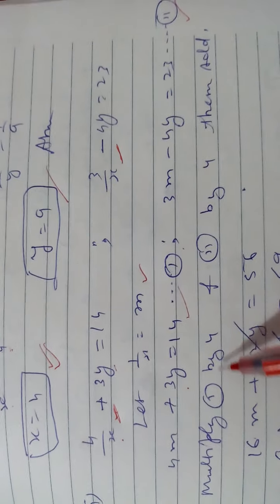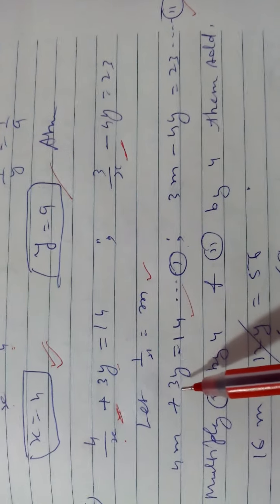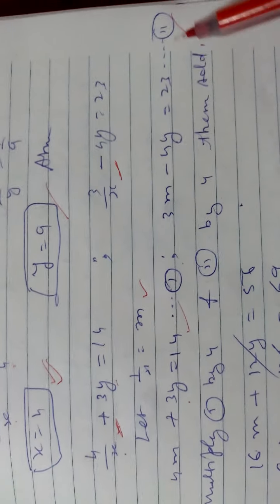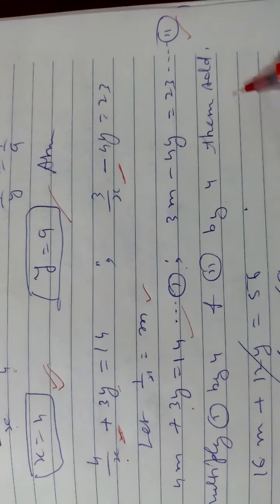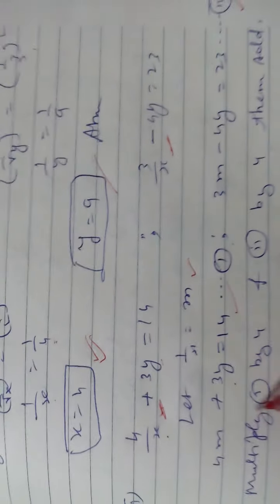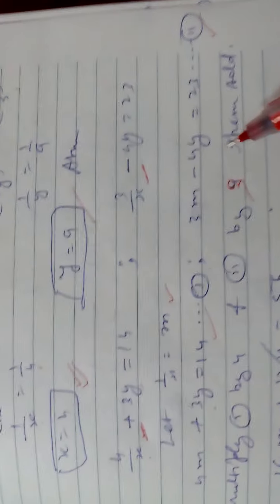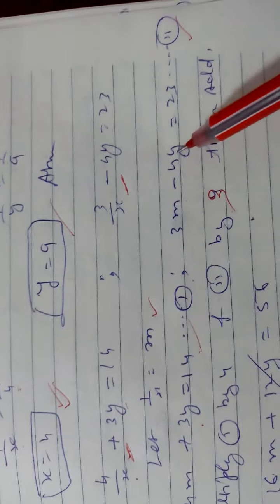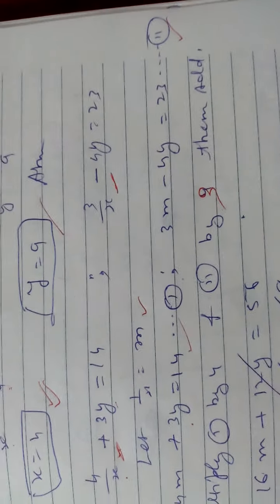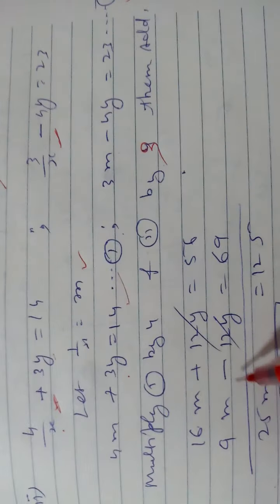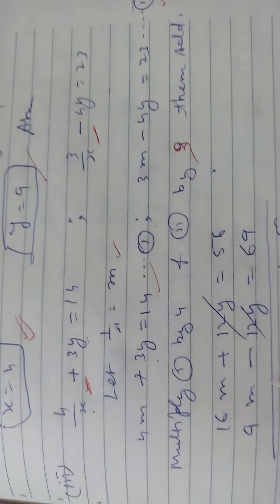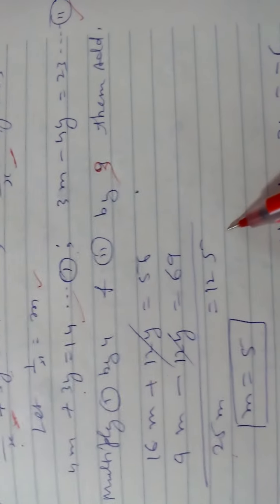For equating, multiply first by 4, second by 3. 3 4 ja 12, 3 3 ja 9, 3 2 ja 6. Adding means opposite sign, here plus, here minus, that's why you are adding. So 25m is equal to 125, m is 5. By equation 1, putting m is 5, 20, you are getting y equal to minus 2.